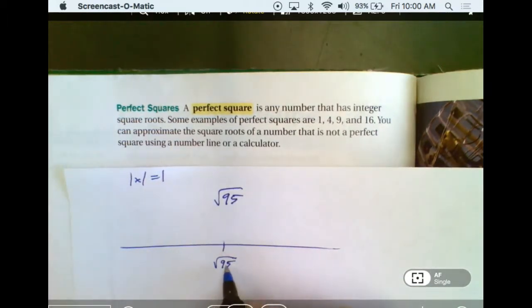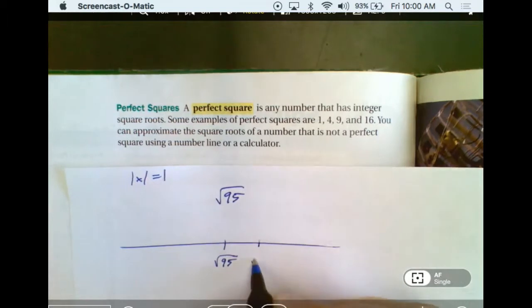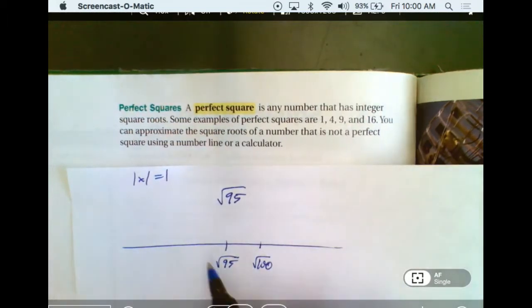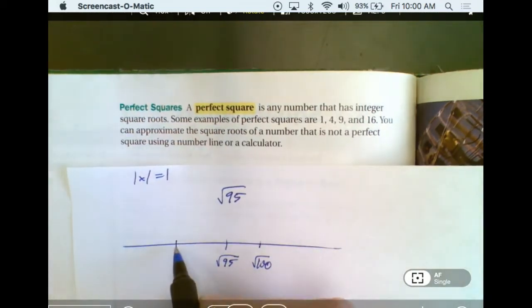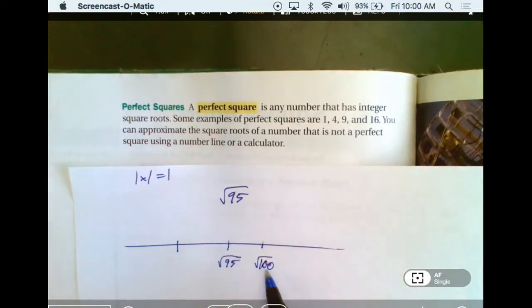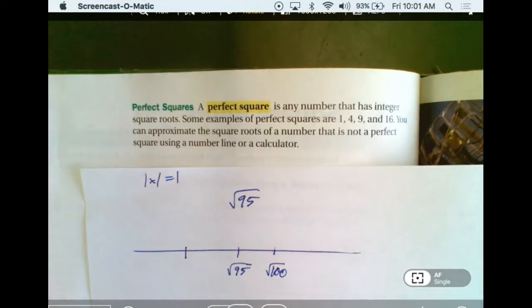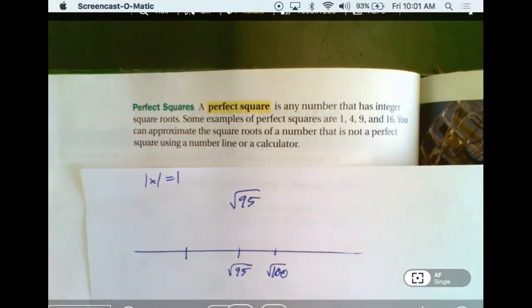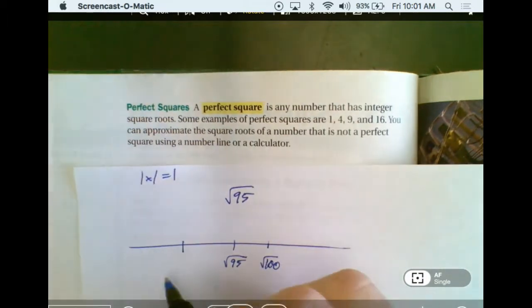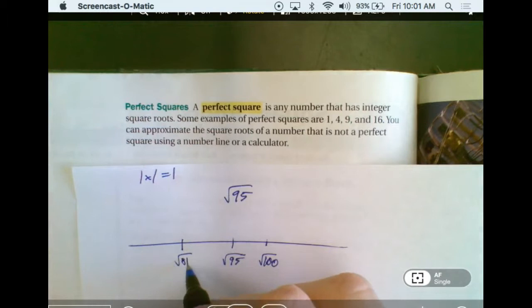It's the square root of a bigger number, so it's going to be to the right. Square root of 100. And then what's the next perfect square lower than 95? 90? Can you think of a number that times itself gives you 90? 10 times 10 is 100. What's 9 times 9? 81. So square root of 81.